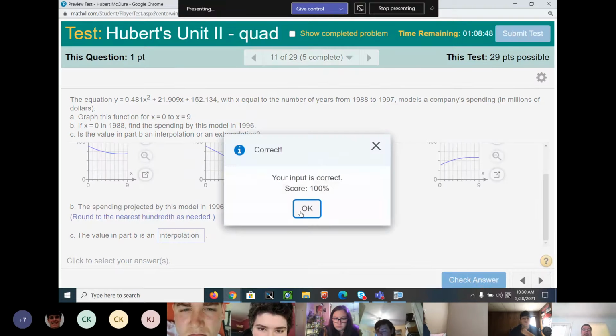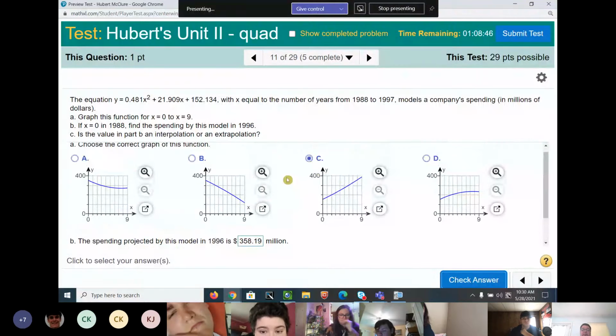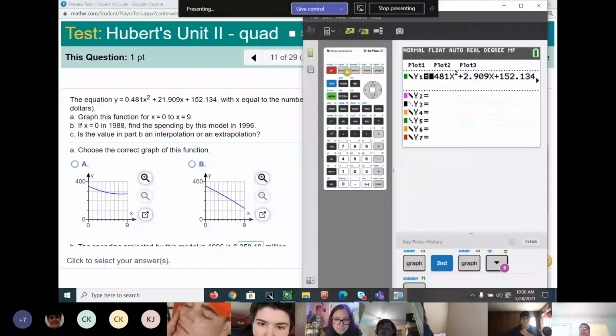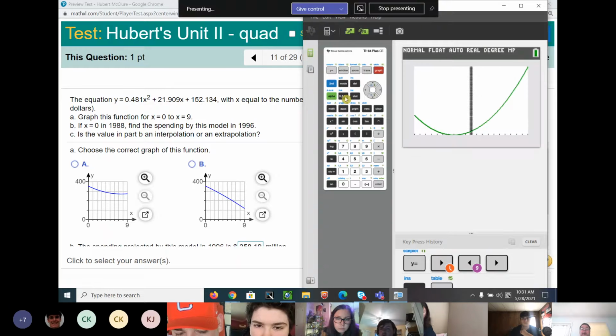I have no idea why it said that. Did I type something in wrong? Let me go back and look. Y is equal, let me take that stuff out right here because it may be messing it up. Delete, delete, delete, delete, delete, delete, delete, delete. Graph. And second table.